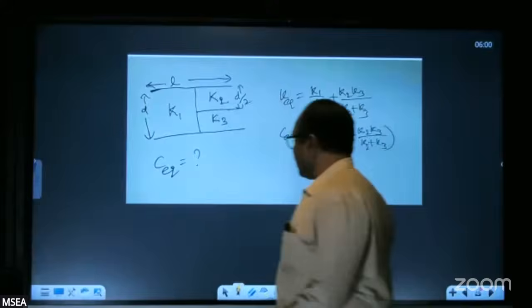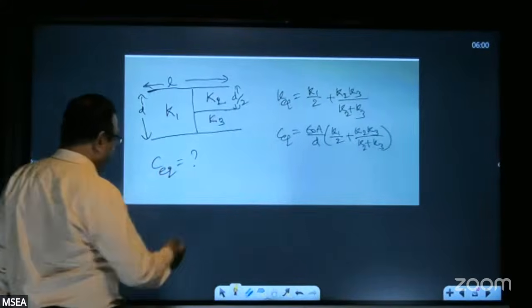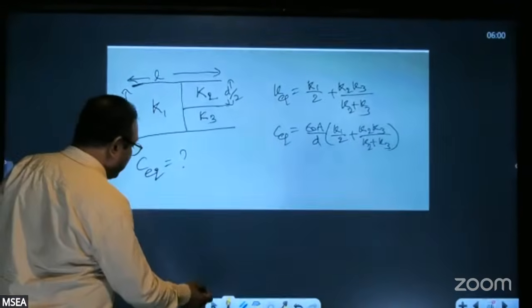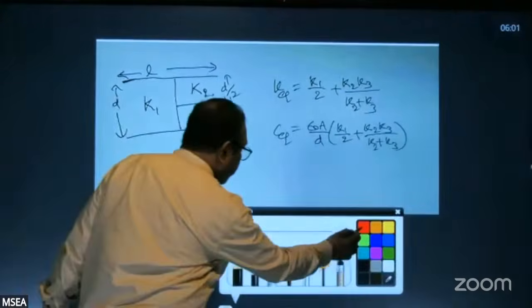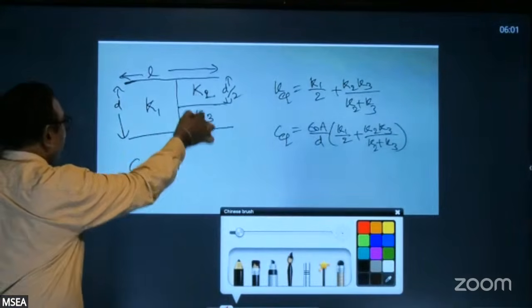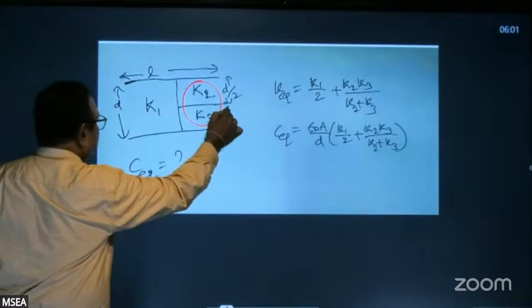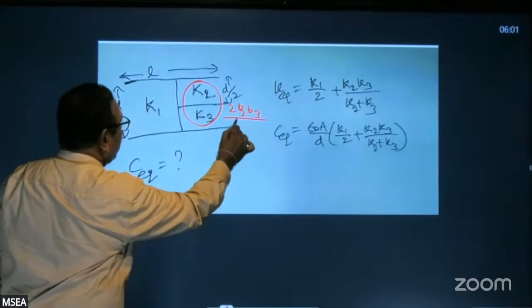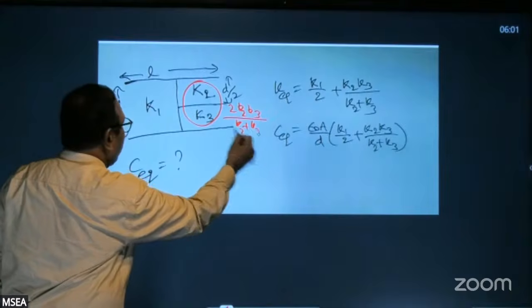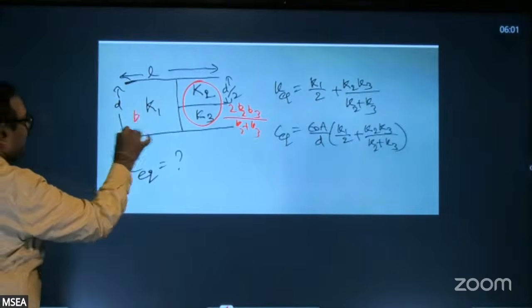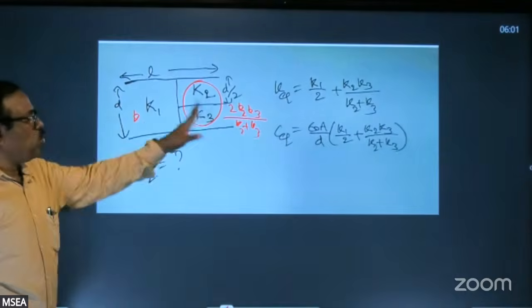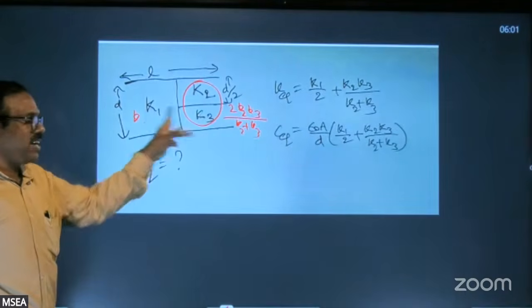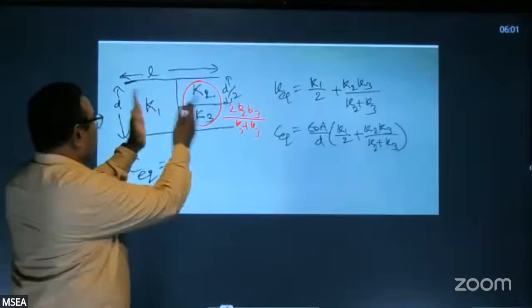Next. Look here, the same type as the previous. So how do we get this one? Let us take what is here, one above the other. What about the effective? 2 K2 K3 by K2 plus K3 we have for this part, and this is K1. Now again K1 and 2 K2 K3 by K2 plus K3, these two are connected side by side.